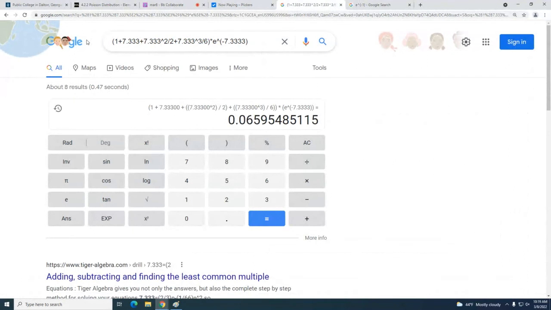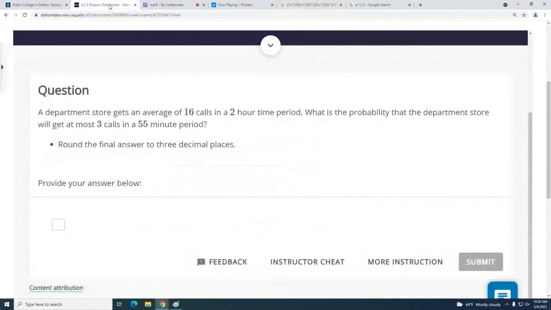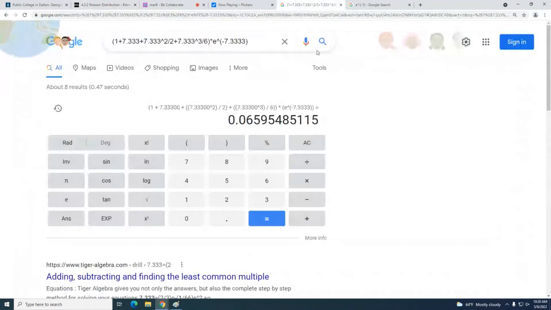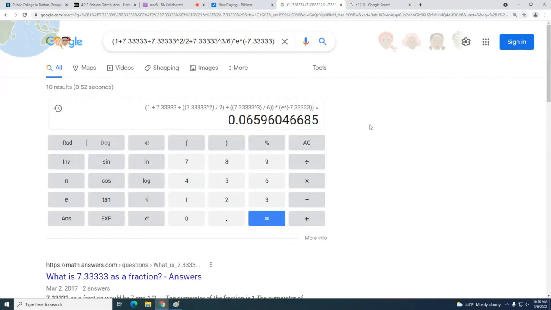So with the Poisson distribution calculation, we have 0.0659. How many decimals? We need 3 decimals. Maybe I should keep more decimals. Let's see if I change this. Right now it is 0.666. If we increase the decimals, I realize that the 3 is supposed to be repeated, so it would be more accurate. That doesn't really change much. So we'll take the solution 0.066.